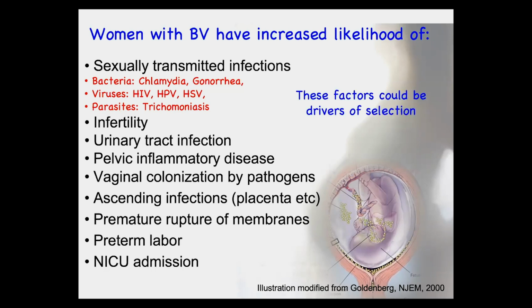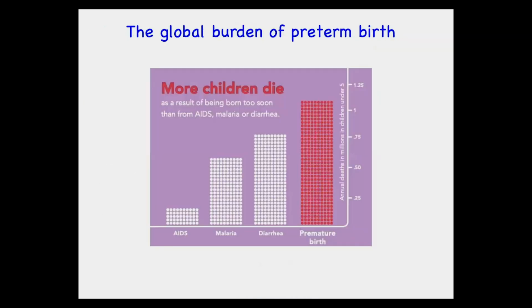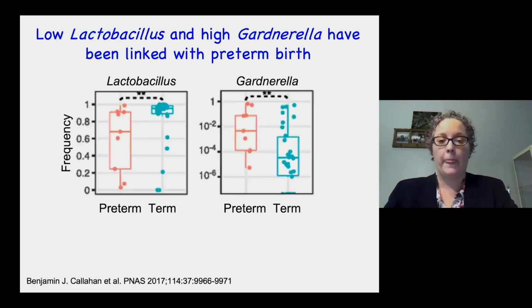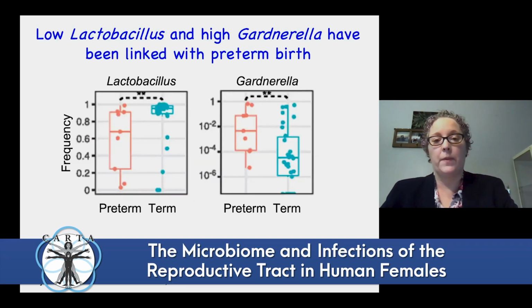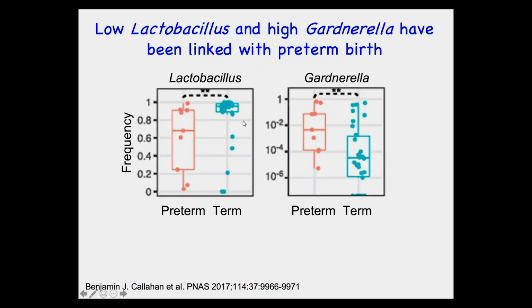So any one of these factors could be drivers of selection. And just to further emphasize that, preterm birth is now the leading cause of death in children under 5. And as you can see here, it's believed that about 40% of preterm births are caused by infection. People have also compared the microbiome in women who have delivered preterm versus those who have delivered full term, and found that high levels of lactobacilli are often protective in term deliveries, whereas they're found at lower levels in preterm deliveries. Gardnerella is sort of the opposite finding, where you see it at lower levels in term deliveries and higher levels in preterm deliveries.